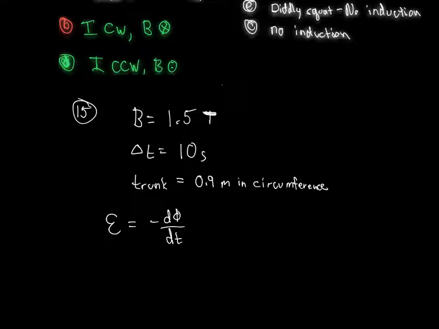Yay! Let's kill some patients. Negative dΦ/dt. If we were given an equation for this flux, we could plug it in, but we're not given an equation. We're just given this B, this trunk size, and this change in time. So let's write some things out.